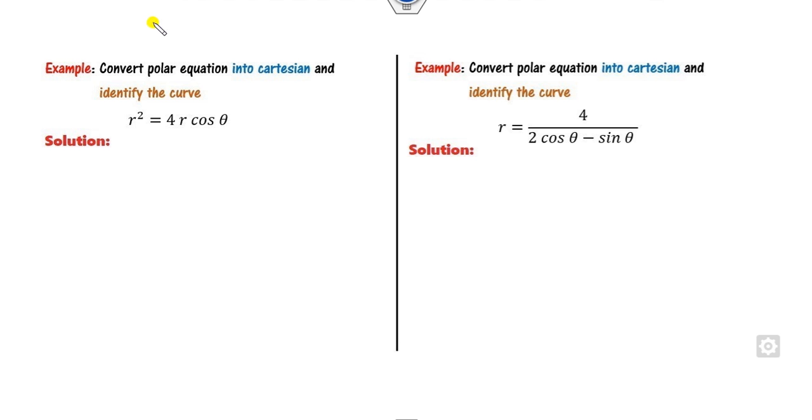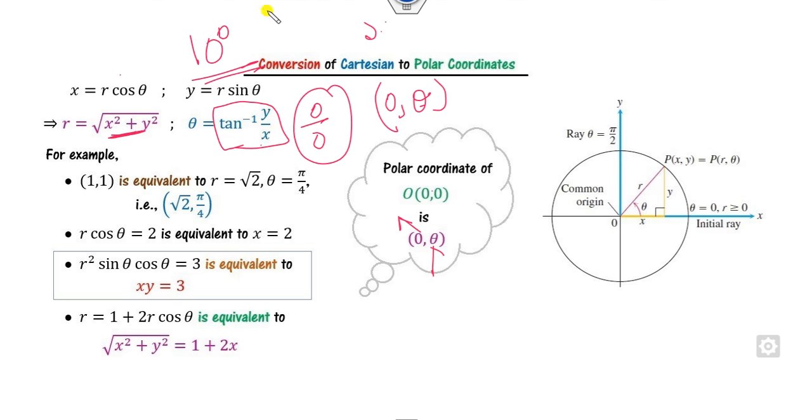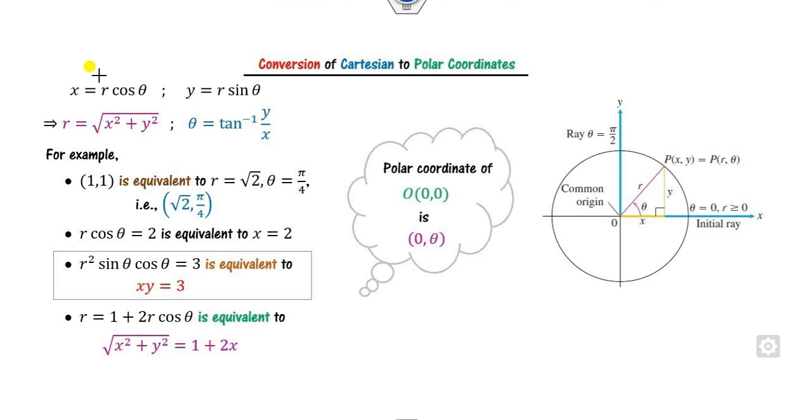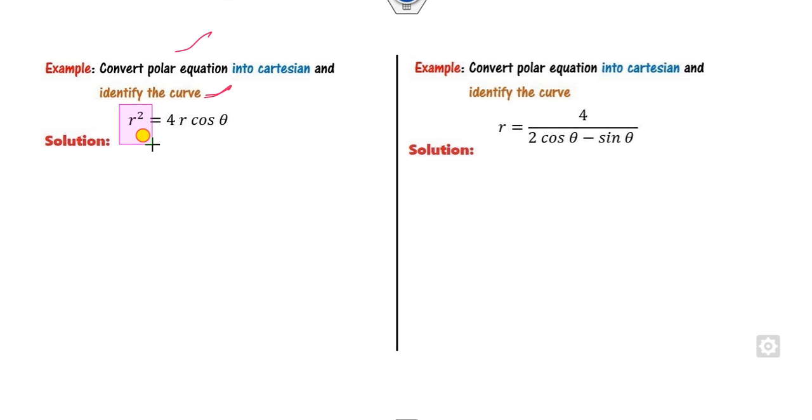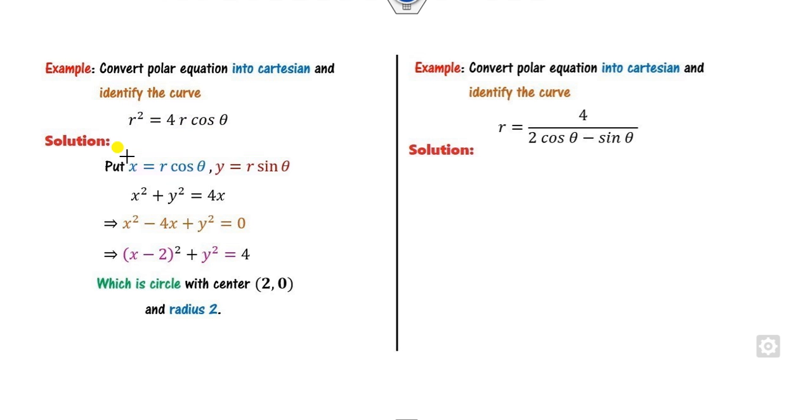Look at this. Can you convert this polar equation into Cartesian coordinates and then identify the curve? How can you convert it? That's again simple. You can substitute these points: x is r cos theta, y is r sin theta. So x square plus y square is r square. You can substitute here, so this side is nothing but x square plus y square, and this is my x, so you can write it here.